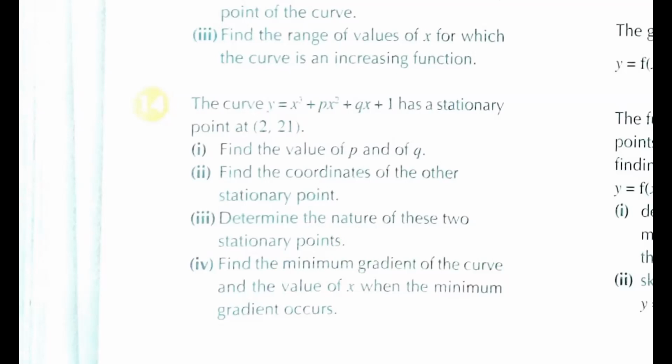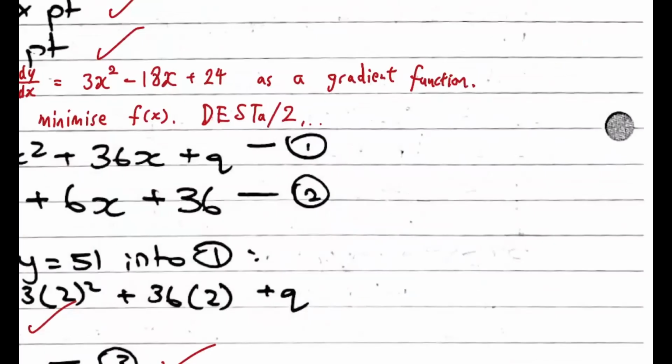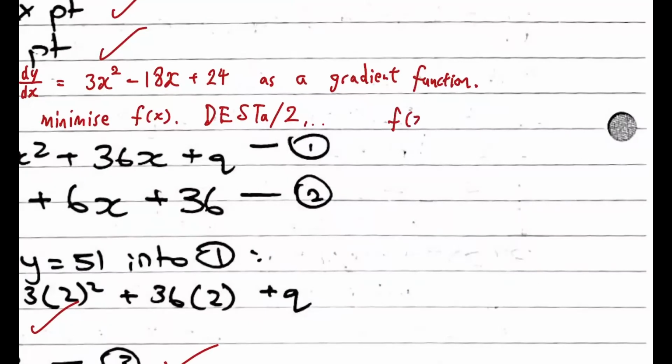So let me show you how to do it. Over here, think of f of x equals dy by dx, which is just some algebraic expression with x involved. Then what the question is really asking you to do is to minimize f of x. Does it make sense? Minimize f of x. Let me show you how to do it. So f of x, which is your dy by dx, is equal to whatever you found. Then you want to minimize it.